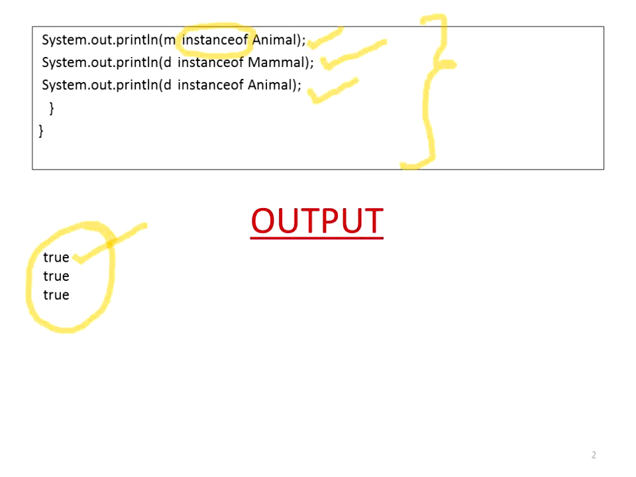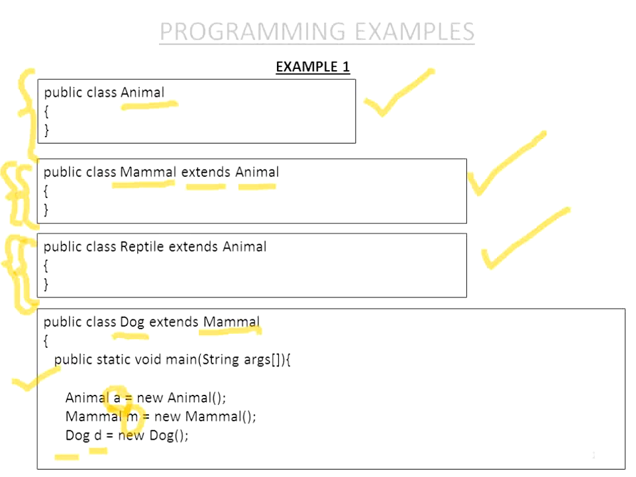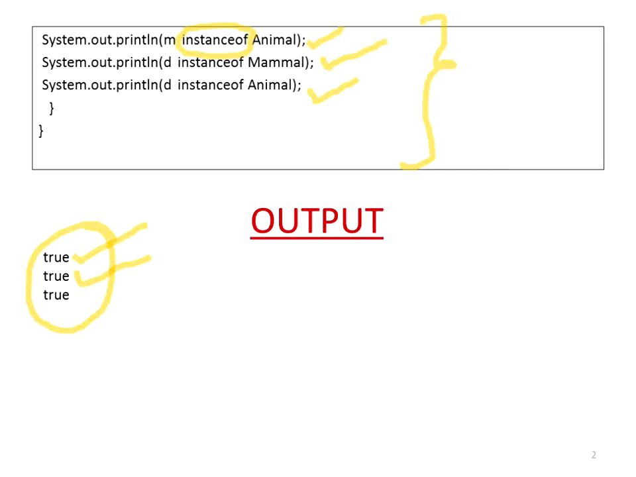So you will see the output is true. Now, finally, d is an instance of Animal. You can see d is the object of Dog class, which is the child class of Mammal, and Mammal is a child class of Animal. So finally, we can say that the Dog class inherits the properties of the Animal class as well. That means it is an instance of the Animal class. So the output is true.